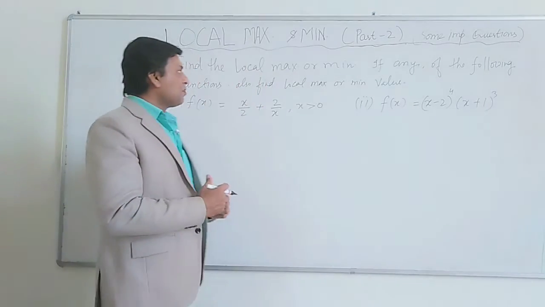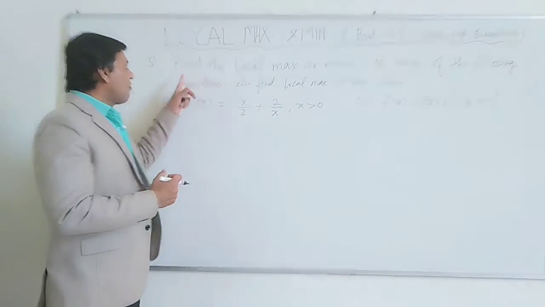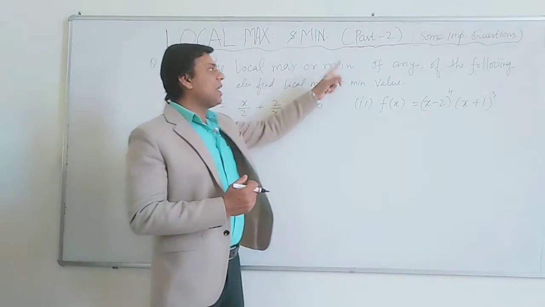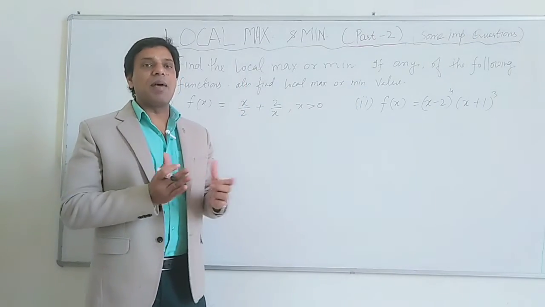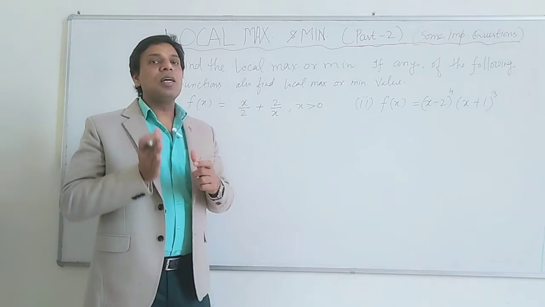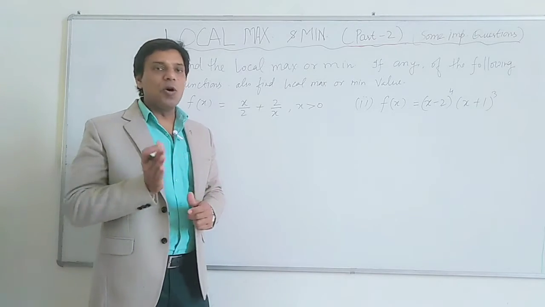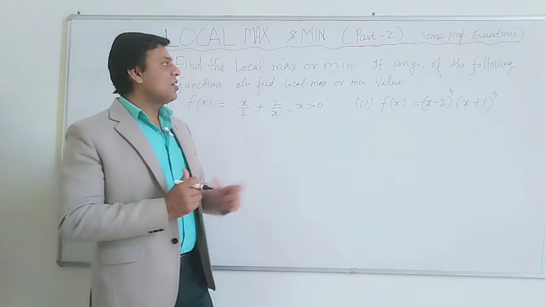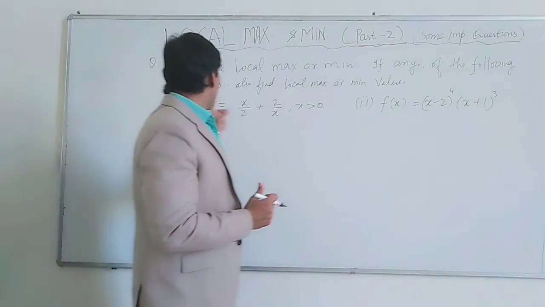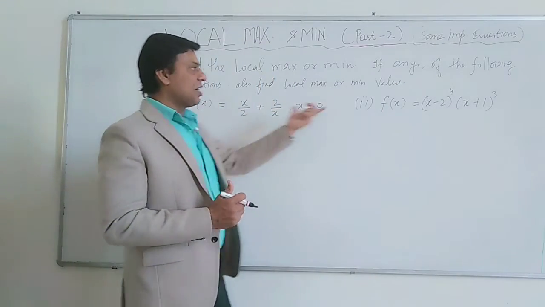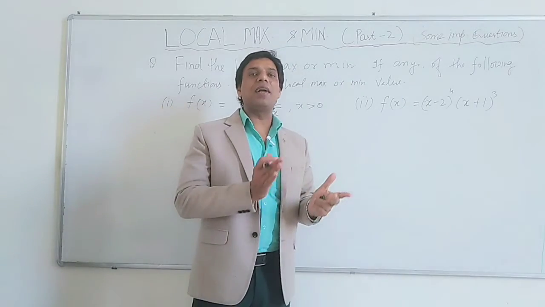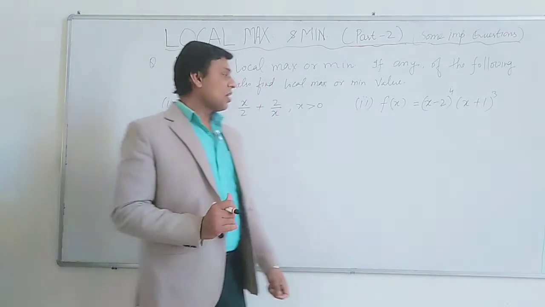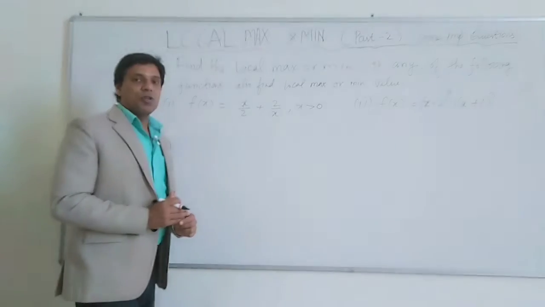So number 1, I have taken a question: find the local maximum or minimum, if any. It means if local maxima and minima exist. You know, in a monotonic function, no local maxima and minima exist. I have taken 2 functions, and also find the local maximum and minimum value. So, starting from this question.